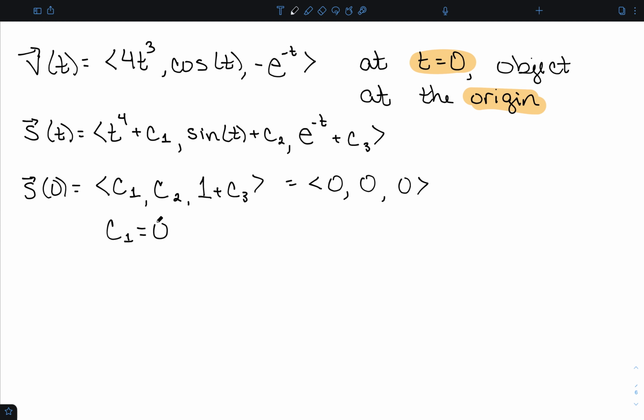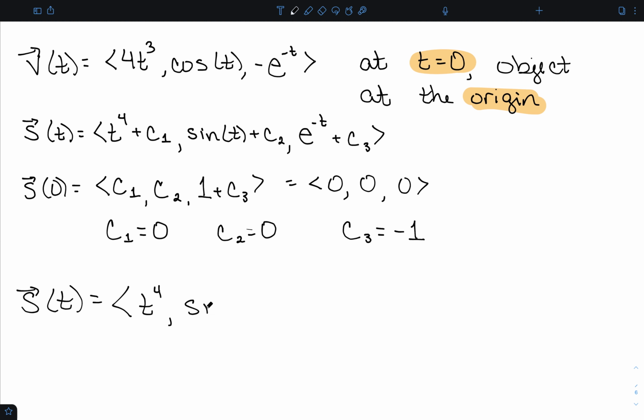Using this, I get c1 is 0, c2 is 0, and c3 must be negative 1. That will make this vector 0, 0, 0. So my actual position vector is t to the 4th, sine of t, e to the negative t minus 1.